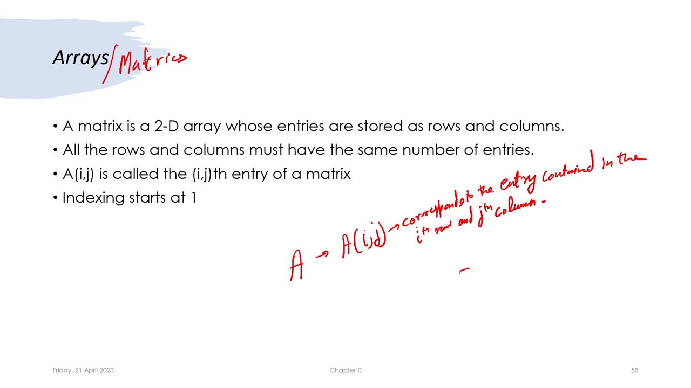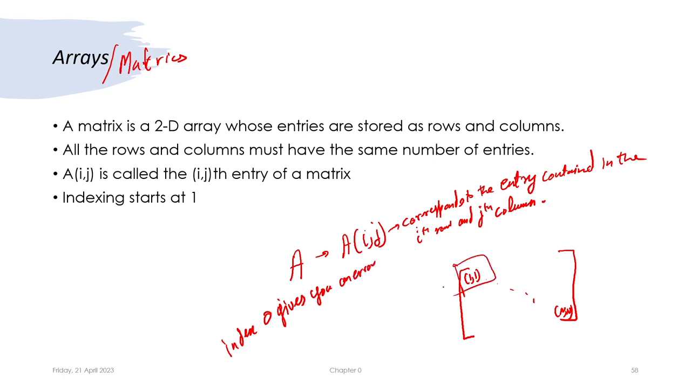And again, these are matrices. Unlike C or C++ or Python, where the indexing of an array starts at 0, the first entry in MATLAB is 1,1, and this goes up to n,n. So the indexing starts at 1. Index 0 gives an error. The first entry of a matrix is 1,1, or the first entry of a column vector or a row vector is 1.